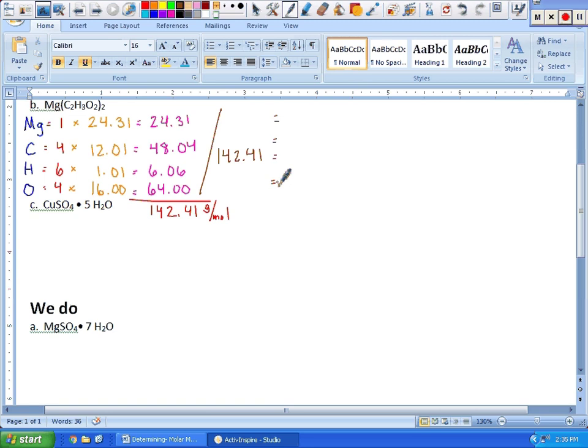All right, so what is the percentage of magnesium? Okay, 17%. What about carbon? 33%. What about hydrogen? 4%. And then finally, oxygen is 45%.